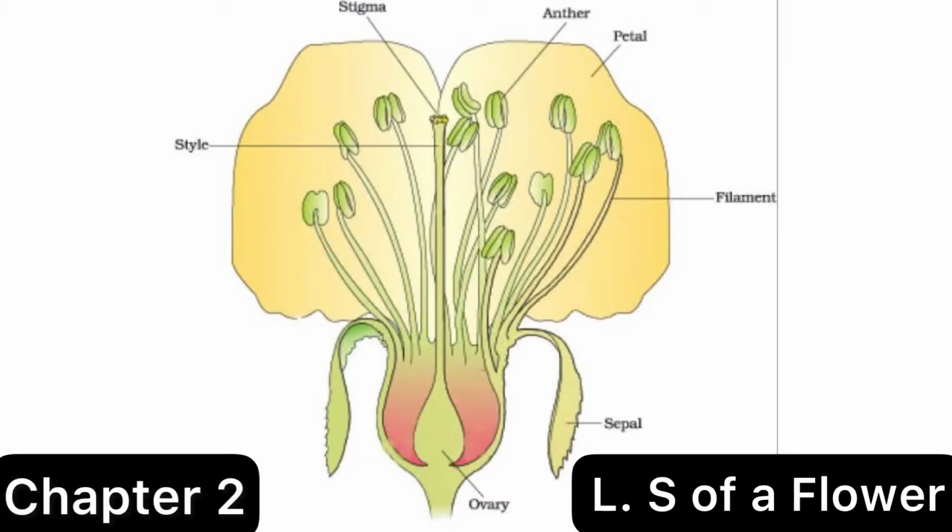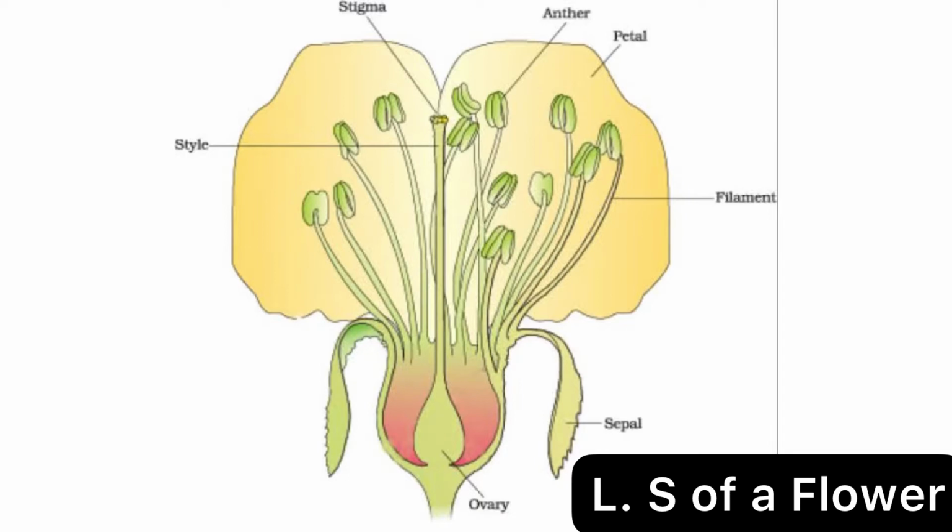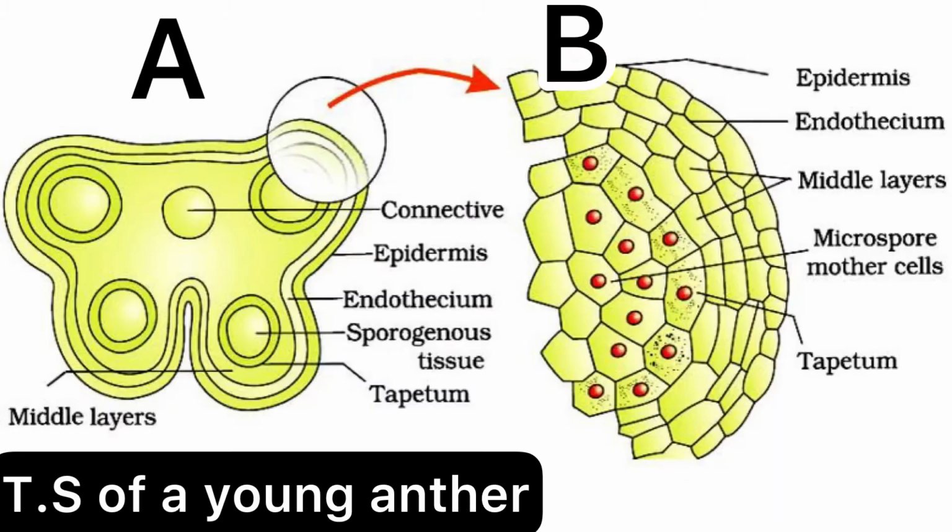Chapter number 2, Sexual Reproduction in Flowering Plants. This is a diagram of LS of a flower, or longitudinal section of a typical flower. This is a diagram of TS of a young anther. In case they ask only to draw a neat labelled diagram of a TS of a young anther, or transverse section of a young anther, you have to draw only A.